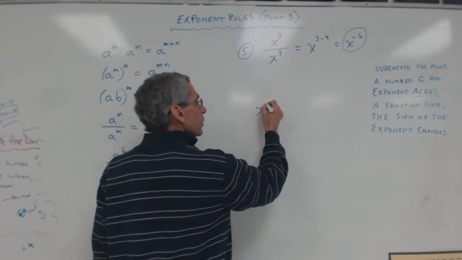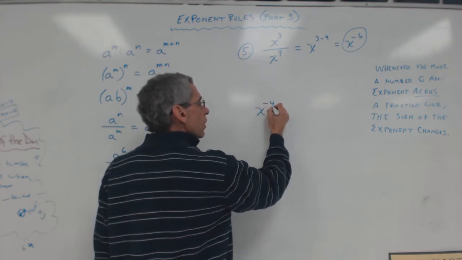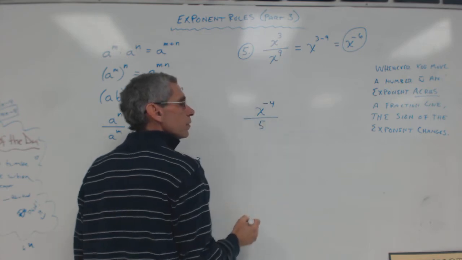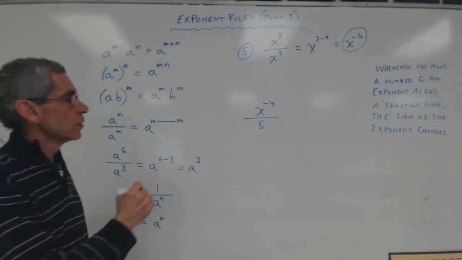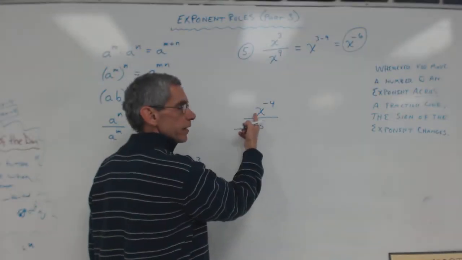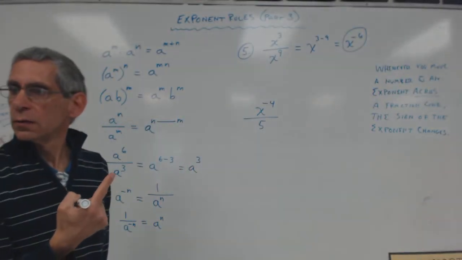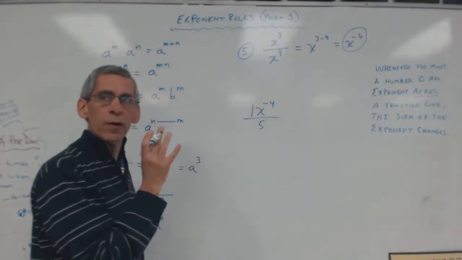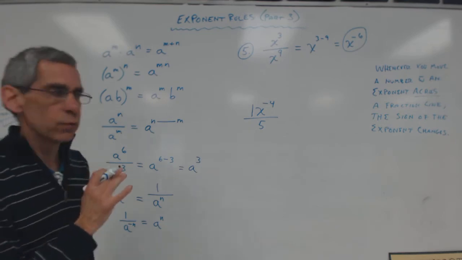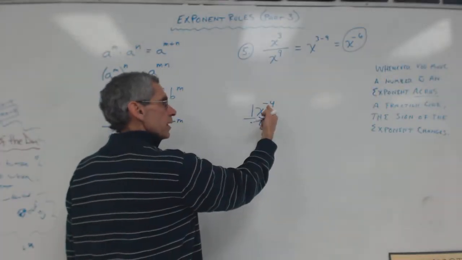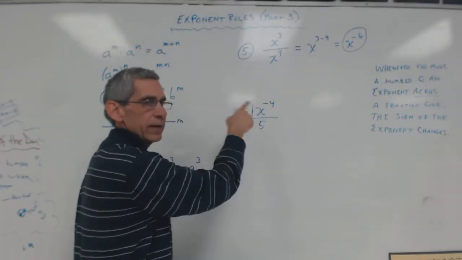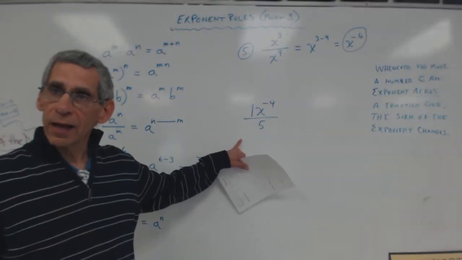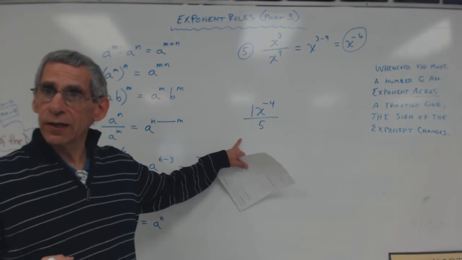If I have x to the negative 4 over 5, what's in front of my x to the negative 4? A 1. There's a hidden 1. There's always a hidden 1 there. So I'm going to put that there for now, just so I realize this. Now, let's say I did all this computation, that was my answer, right? But math and algebra, it says you can't leave it with a negative exponent.